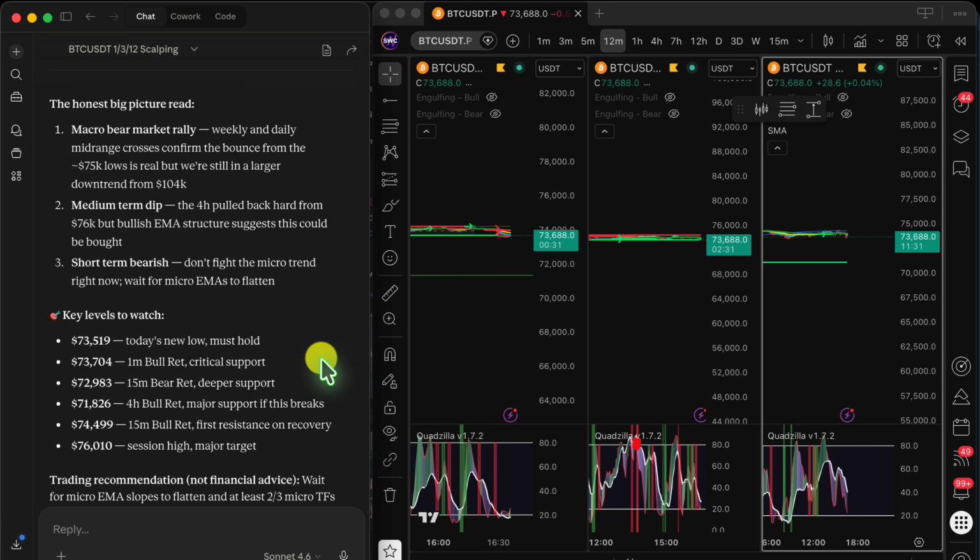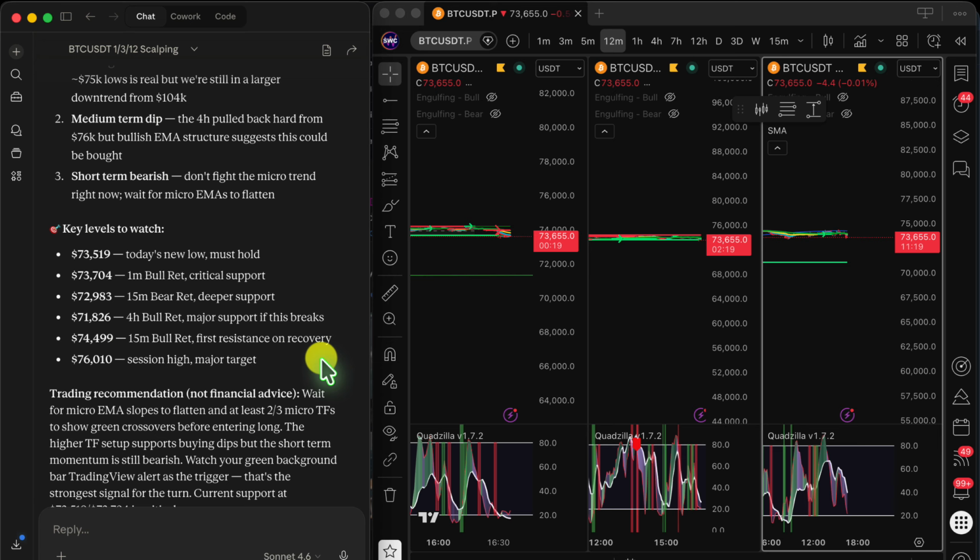Short term bearish. Don't fight the micro trend right now. Wait for the micro EMAs to flatten. So key levels to watch are 73,519, which was today's low. It's actually slightly above that now.